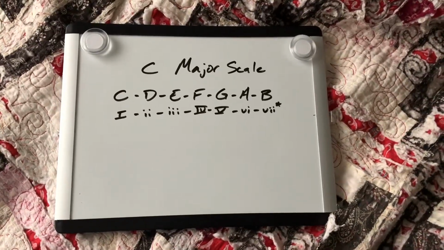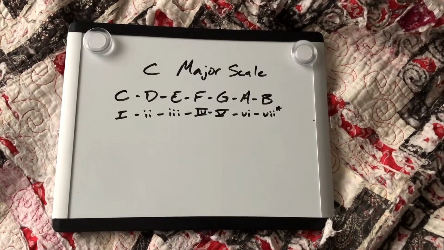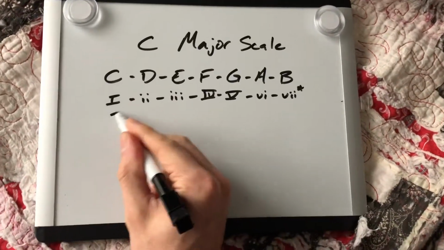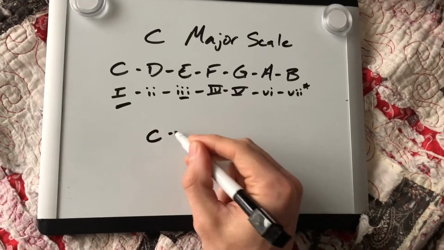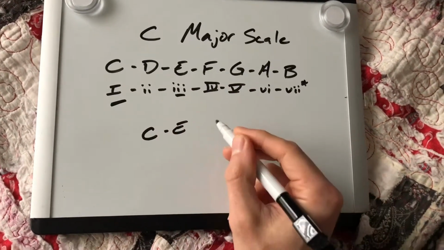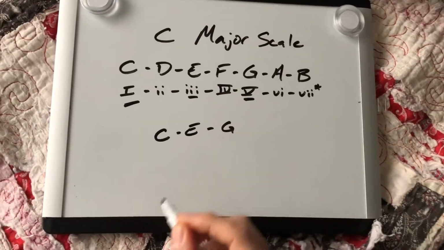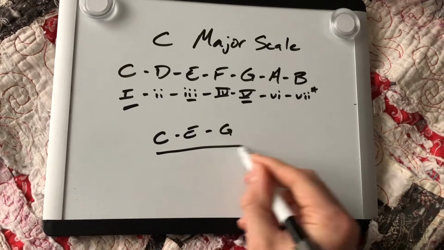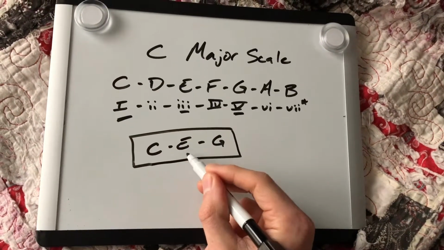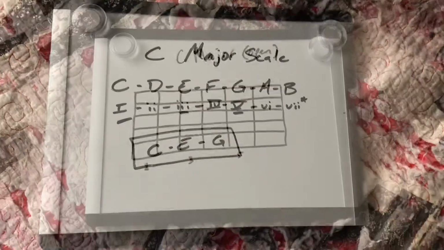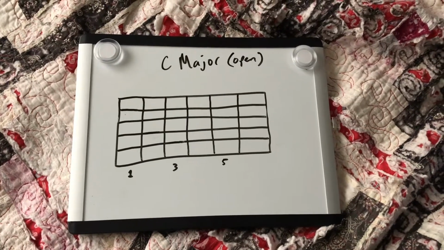Let's use the C major scale as an example. So in order to produce a C major triad, again, we have to take the tonic, or C, we have to take the 3rd, which is E, and then we have to take the 5th, which is G. Okay, so our C major triad is a chord comprised of a C note, an E note, and a G note. This triad can be played anywhere on the fretboard where these 3 notes can be produced together.